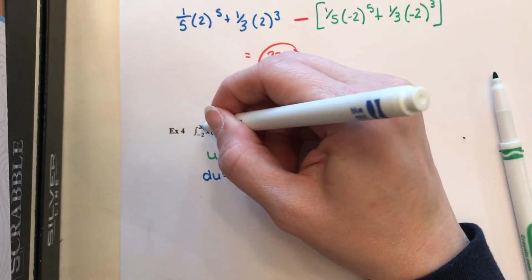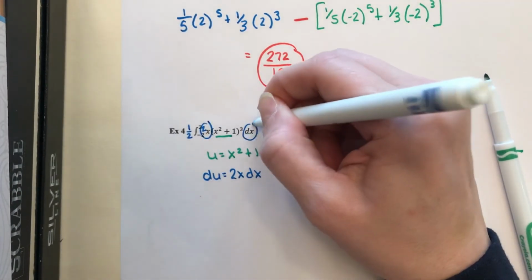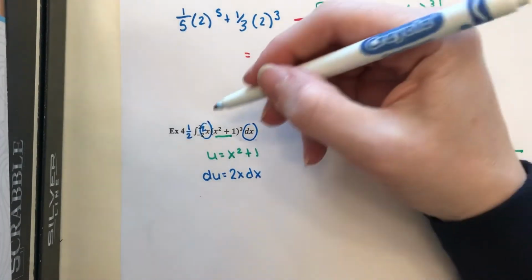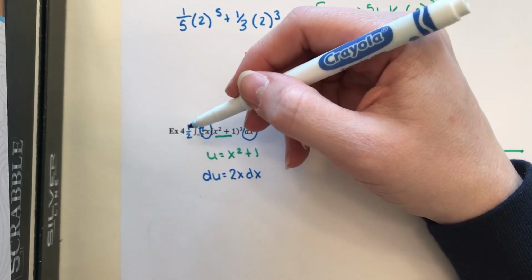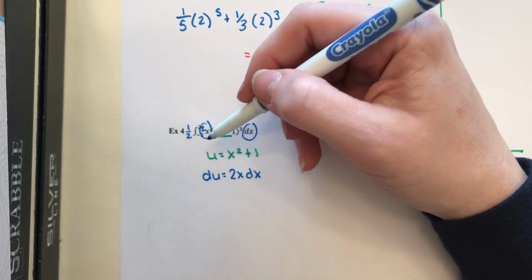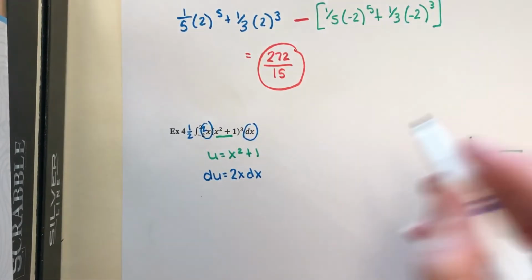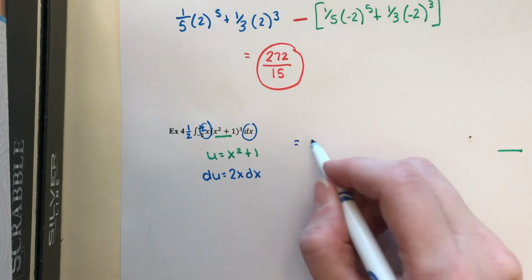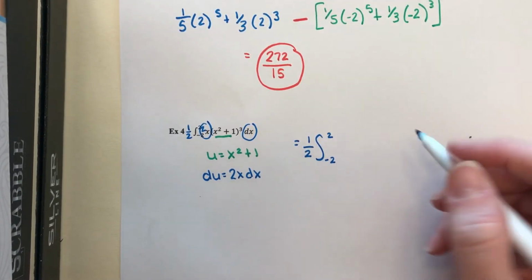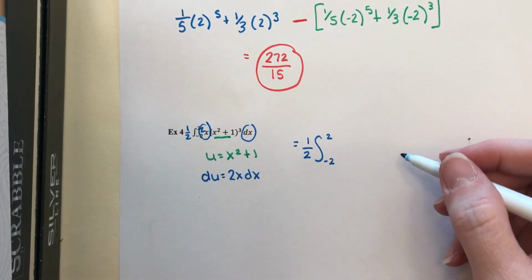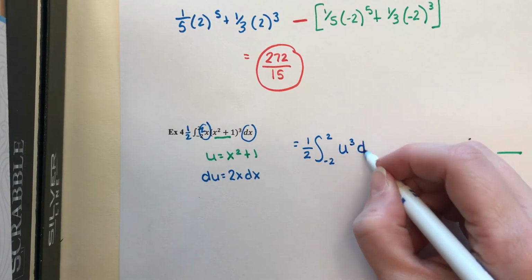I have an x dx, but I need to add in a 2 so I can have a 2x dx. But if I add in a 2, remember we have to balance out with a 1/2 on the outside. Again, we're not changing the problem, it's still 1, but it fixes it so we have a 2 in there. Okay, so now I'm going to rewrite my problem. So I've got 1/2, the integral from -2 to 2. And what's left would be u to the 3rd du.